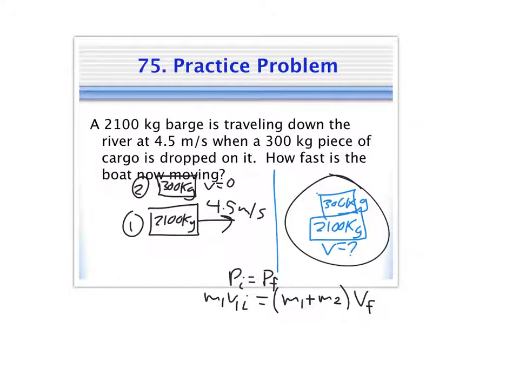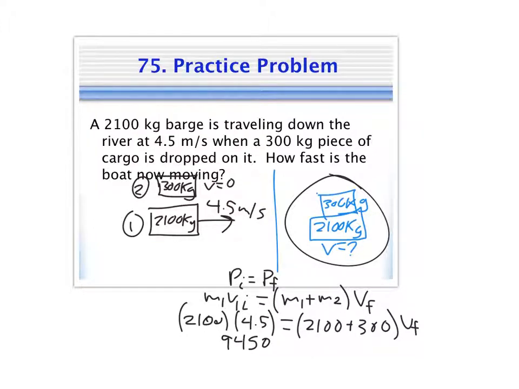I can now go ahead and start plugging in some values here. So I know this mass is 2,100 multiplied by our velocity here, which is 4.5, the initial velocity of the barge. Afterwards, we have 2,100 plus 300. All right, combining those two masses again because they're moving as one, is that times VF. And so what we need to do now is actually do our math. So on the left side of the equation here, we get 9,450 is equal to 2,400, okay, combine those masses, times the final velocity, and so we find that the final velocity here is going to be equal to 3.94 meters per second.